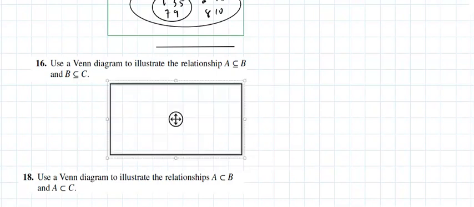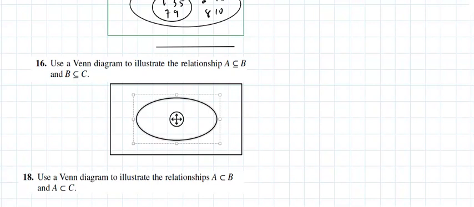We need, of course we're going to have one of those, but let's see what we need. Use Venn diagram to illustrate the relationship. A is a subset of B. Okay, so A is inside of B. That's for sure.